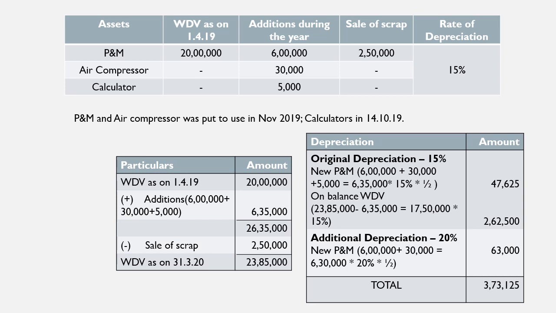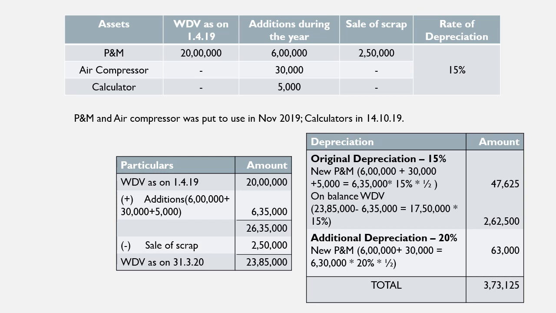Let's calculate the depreciation for the following assets: plant and machinery, air compressor and calculator. Now the depreciation rate for all the three assets is 15%. Also the written down value and the new purchases during the year are mentioned. Also we read that the plant and machinery and air compressor were put to use in November 2019 and the calculators were put to use on 14 October 2019.